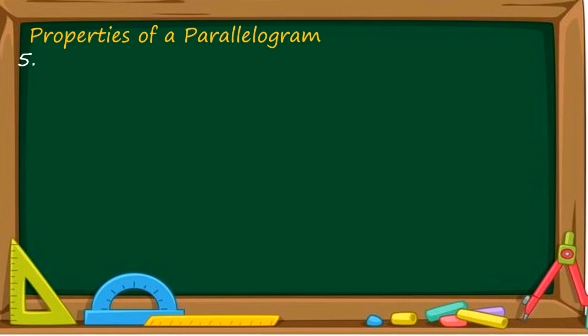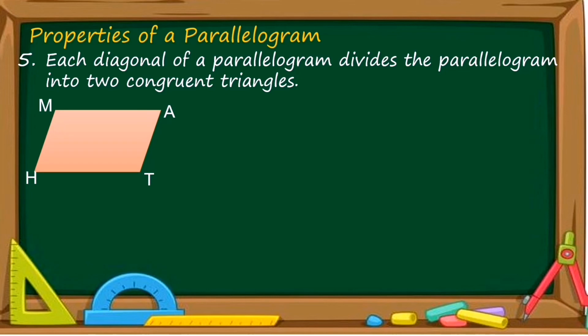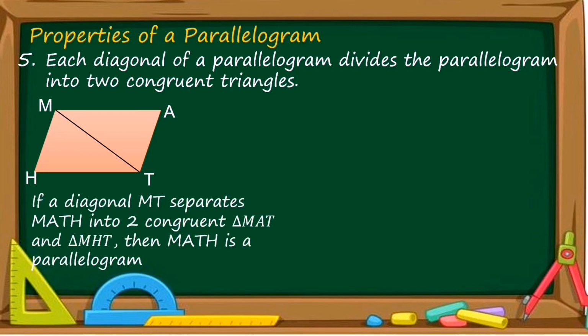Last property, each diagonal of a parallelogram divides the parallelogram into two congruent triangles. Using the same quadrilateral MATH, in the property we're referring to only one diagonal, so let us use one diagonal. Let us connect M and T, so that it will be the diagonal to be used. If a diagonal MT separates MATH into two congruent triangles, triangle MAT and triangle MHT, then MATH is a parallelogram. Let us have an example.